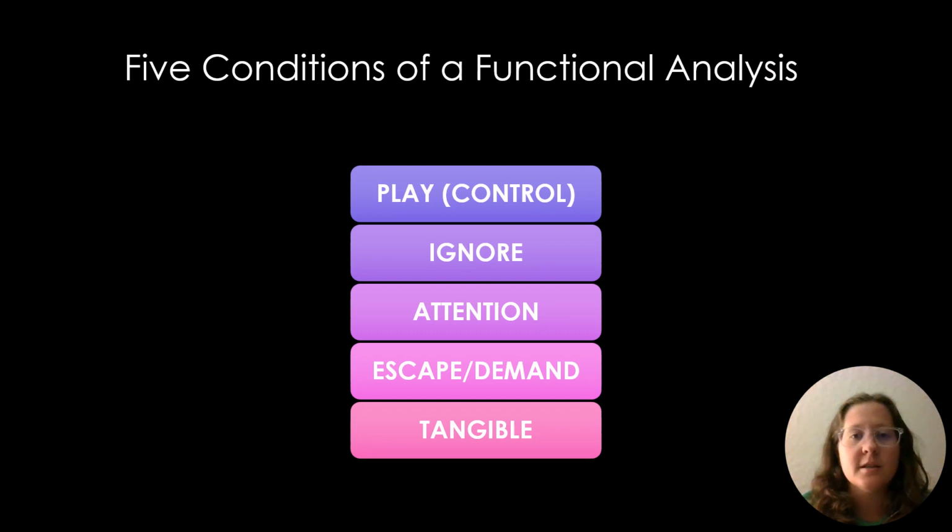A functional analysis, also known as an FA, is an arrangement of the environment that will separate different conditions to show the functions of problem behavior. These conditions are play, ignore, attention, escape and demand, and tangible.